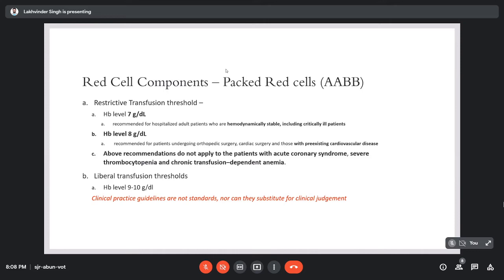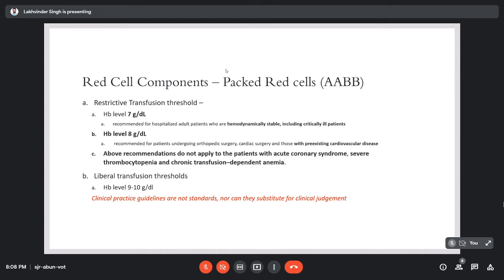And for a patient who is going to undergo orthopedic surgery, cardiac surgery, or has pre-existing cardiovascular disease, you can keep a threshold of 8. So we have two types of restrictive thresholds, 7 and 8. 7 is for hemodynamically stable patients, or hemoglobin of 8 for patients who are going to undergo some surgery or have some pre-existing cardiovascular disease. But these recommendations do not apply to patients with acute coronary syndrome.